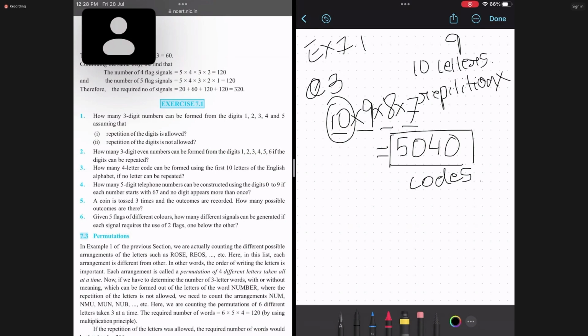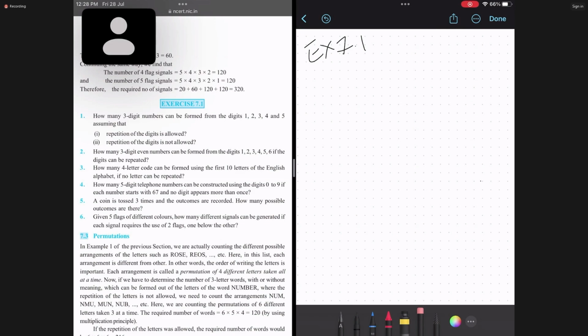Moving on, question number 4. We have been asked how many 5-digit telephone numbers can be constructed using the digits 0 to 9 if each number starts with 67 and no digit appears more than once. Okay, so this is interesting now. We have been asked to generate a 5-digit telephone number, but the first 2 digits have already been specified: the number always starts with 67.